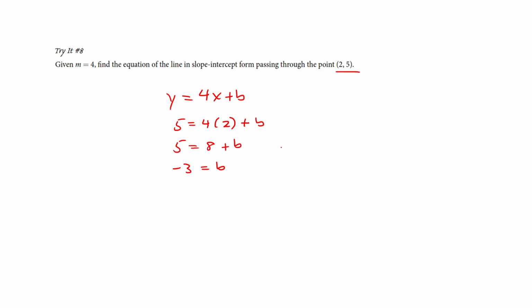So b is -3. So you're not done. If you do it this method, you've got to show me that final line, and we have this.